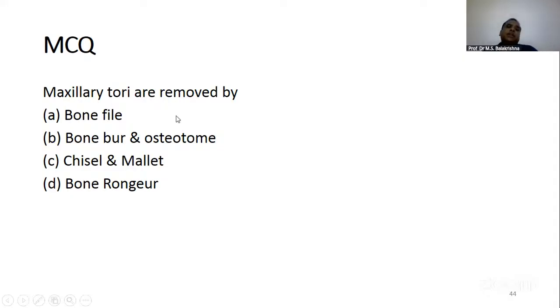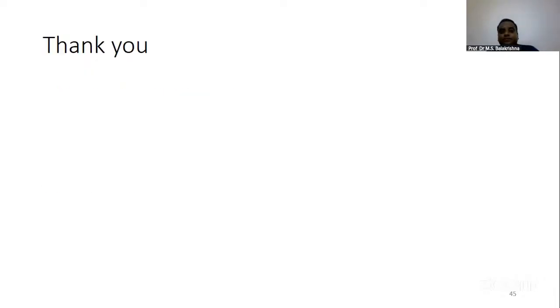Maxillary tori are removed by. Yes, so maxillary tori, if it's a big tori, you cannot remove with your osteotome completely. And chisel and mallet is outdated. So you can cut with small segments, you can cut with your burr, and then with osteotome, you can remove the small pieces. Right? Or with a round burr, you can remove that excess bone also. So, the best answer will be the second one, bone burr and osteotome for maxillary tori.